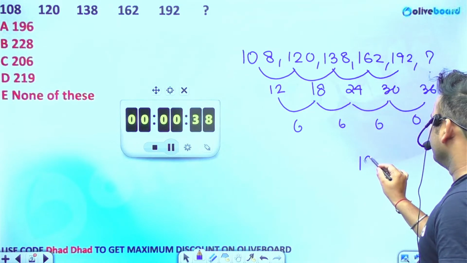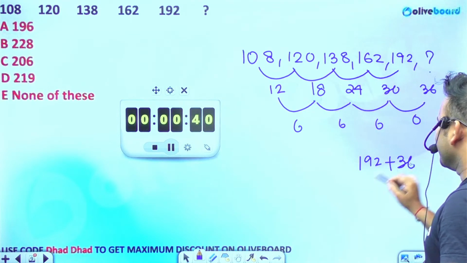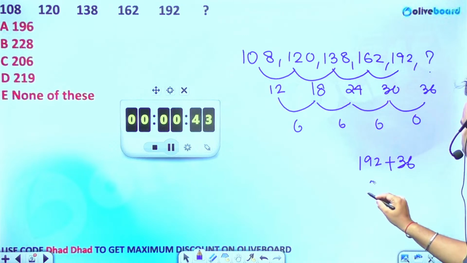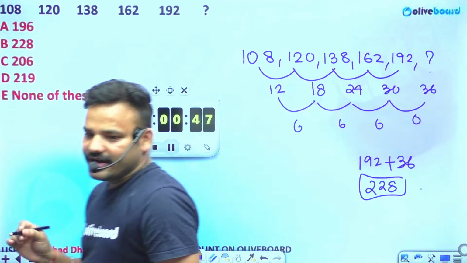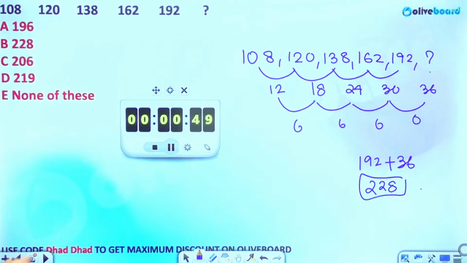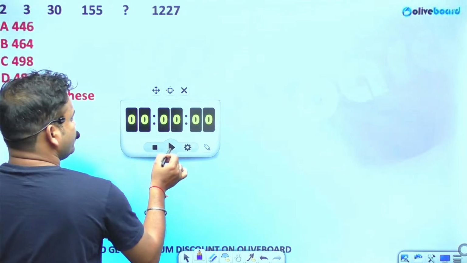So 192 plus 36, that means the unit place has to be 8. So double to 8 will be the result of this particular question. So this was a simple double series addition. Double series addition. Go for this. Do it fast.